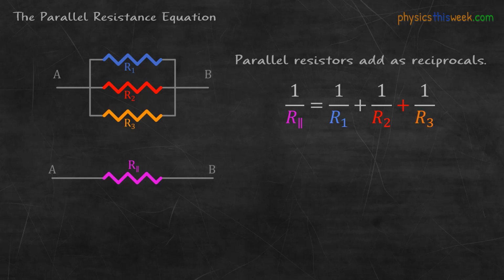If you have two resistors, only use two terms. If you have more, use as many terms as you have resistors. Note that the equation is solved for the reciprocal of R parallel. Don't forget to make sure that this is solved for R parallel by the end of the problem. This is a common mistake that people make.